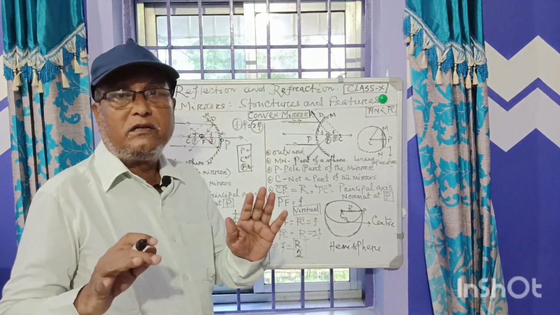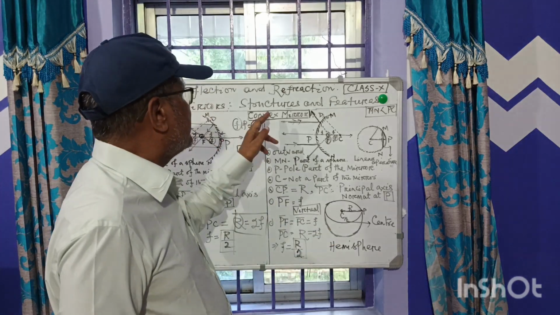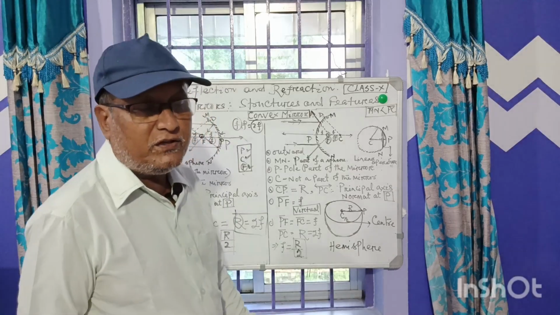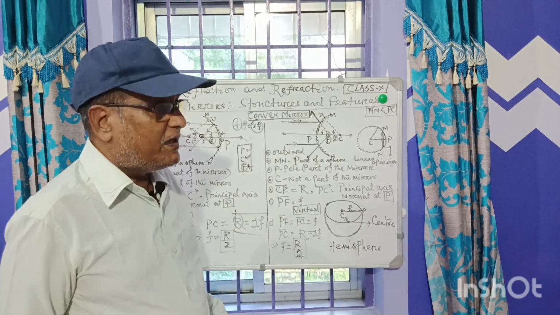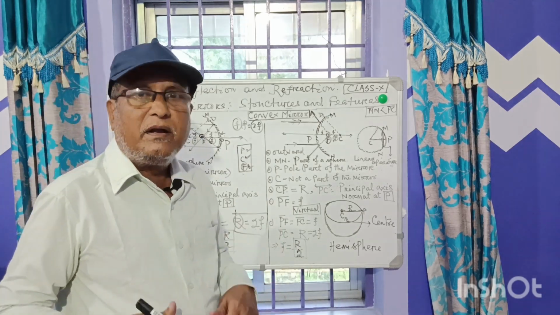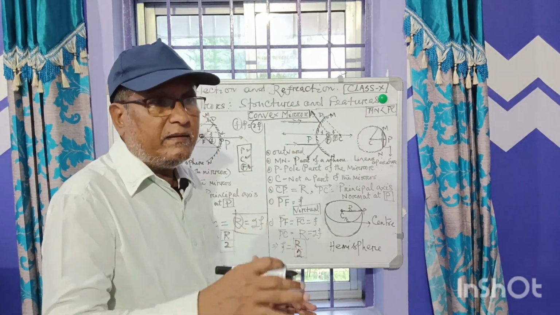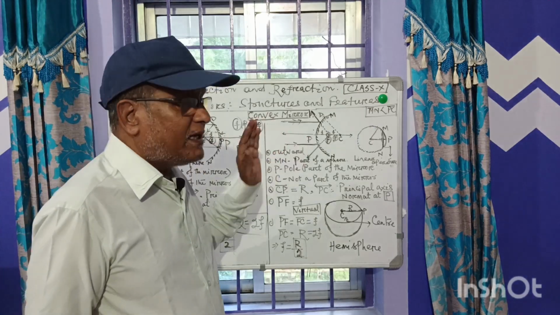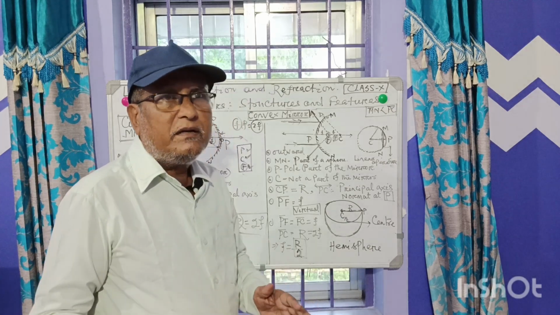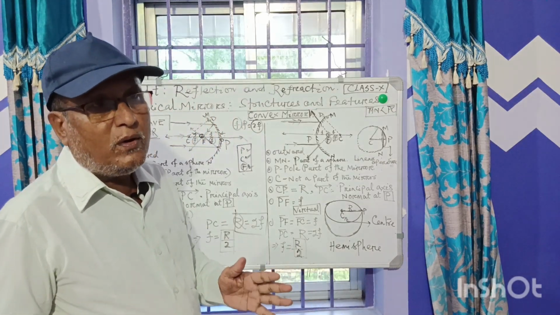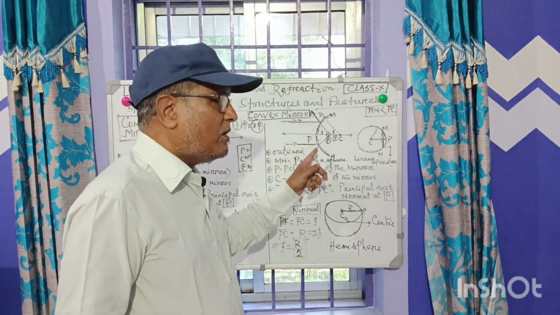These are some key concepts of the topic spherical mirrors, structures and features. Hope you have understood the key concepts. In our next class, we shall discuss the ray diagrams in both cases, concave mirror and convex mirror, so that it will be easy to know how the images are formed by a concave mirror and a convex mirror.